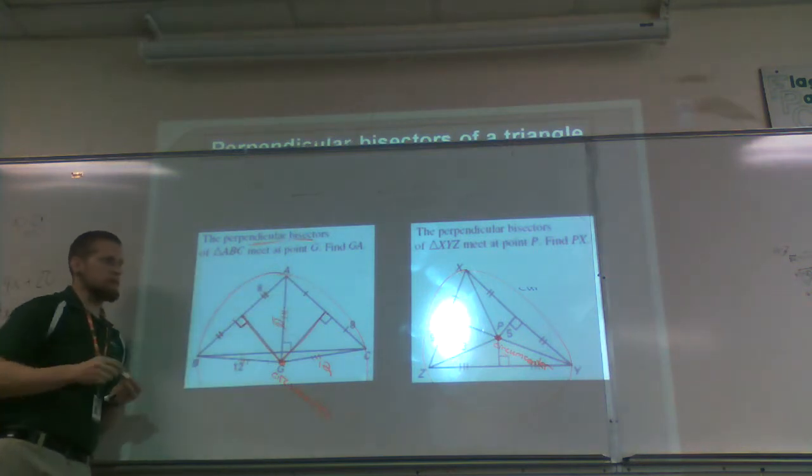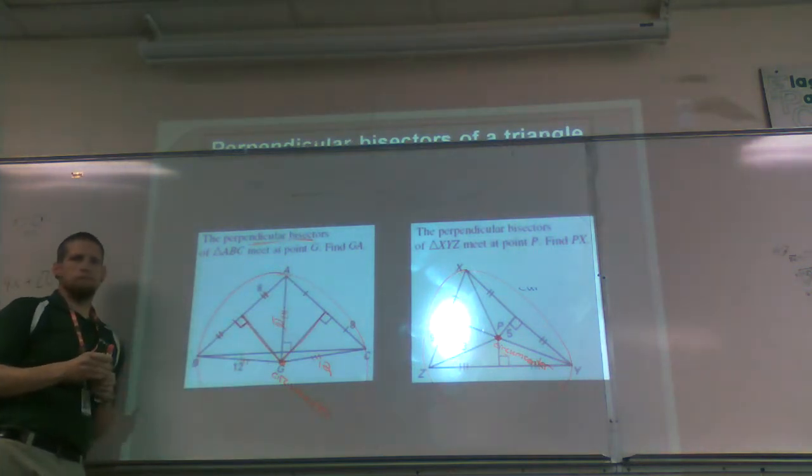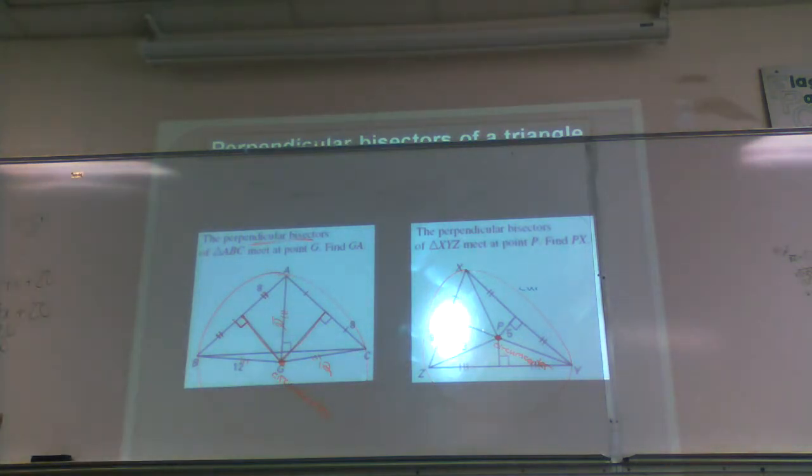What do you think the answer is to that one? What? 13? You guys agree? Think it's 13? Yeah, it is. Because PZ there is a radius, so is PX. They have to be the same. That's the only way these circles will work out the correct way.